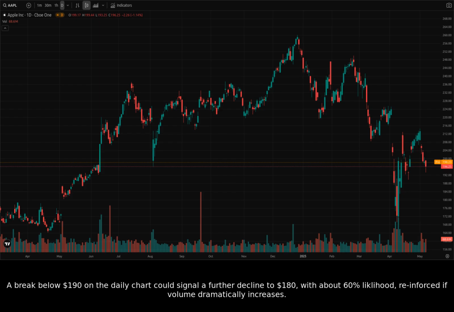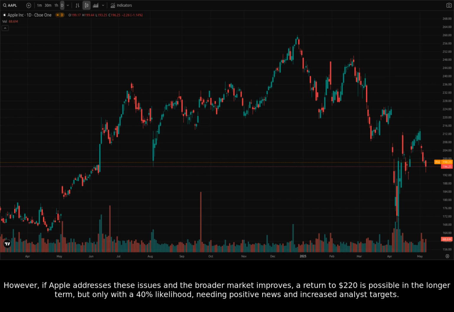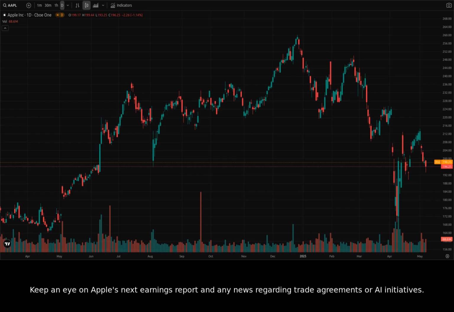A break below $190 on the daily chart could signal a further decline to $180, with about 60% likelihood, reinforced if volume dramatically increases. However, if Apple addresses these issues and the broader market improves, a return to $220 is possible in the longer term, but only with a 40% likelihood, needing positive news and increased analyst targets. Keep an eye on Apple's next earnings report and any news regarding trade agreements or AI initiatives.